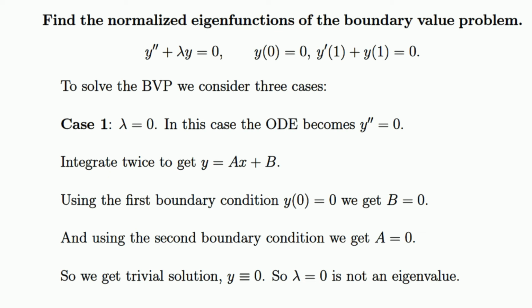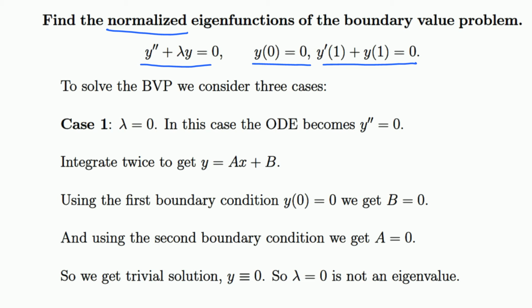Find the normalized eigenfunctions of the boundary value problem. So we have an ODE and two boundary conditions. First we find the eigenfunctions, then we normalize them.